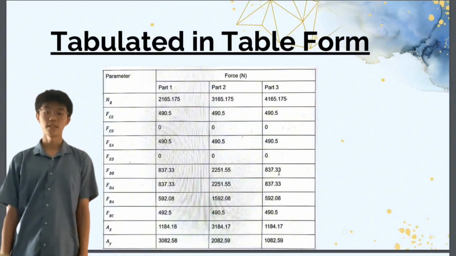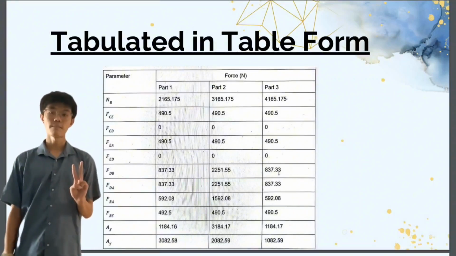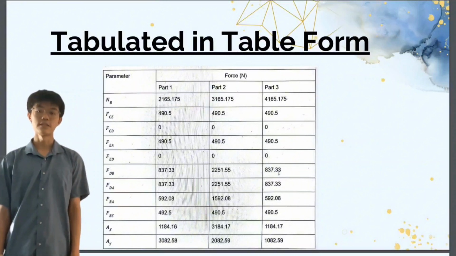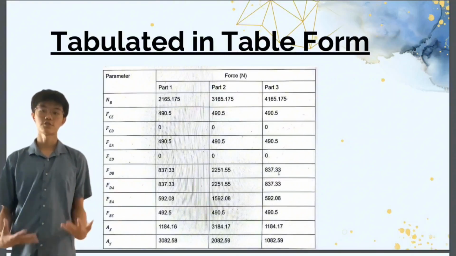So from the table, we also noted that the first structure consists of two zero force members, which are FCD and FED. So these two zero force members are used to stabilize the structure.